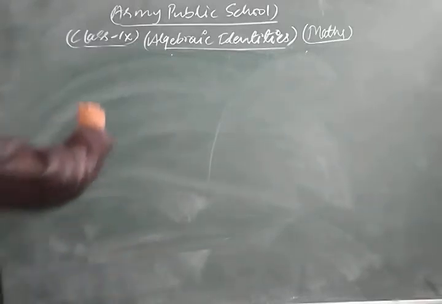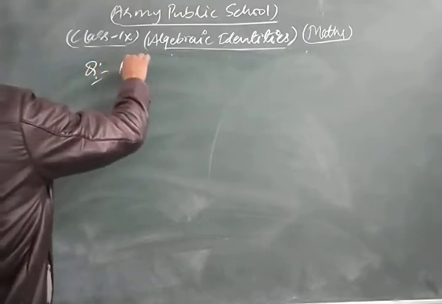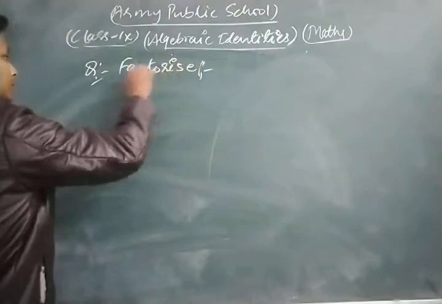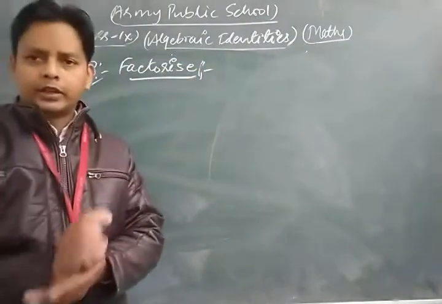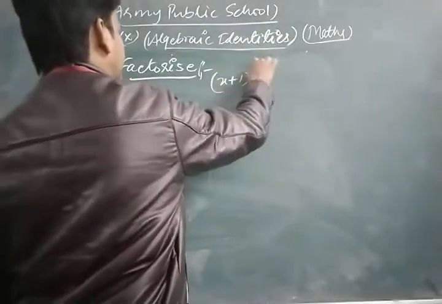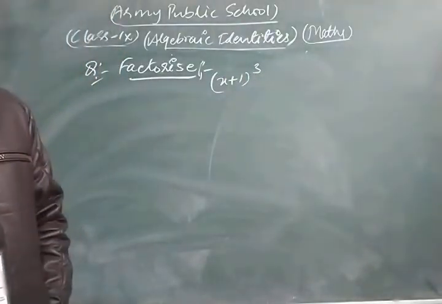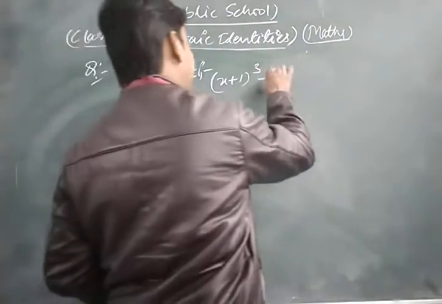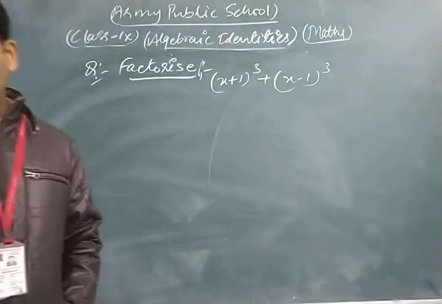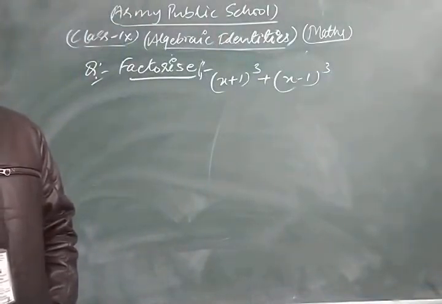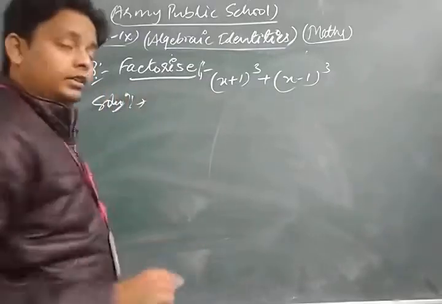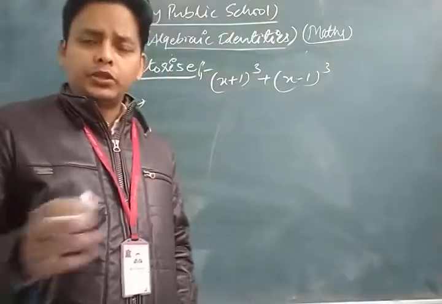now factorize, dear students, x plus 1 whole cube plus x minus 1 whole cube. Now look, this is also a very important question. Okay, now let's see the solution. We know the identity a cube plus b cube, we just apply it.